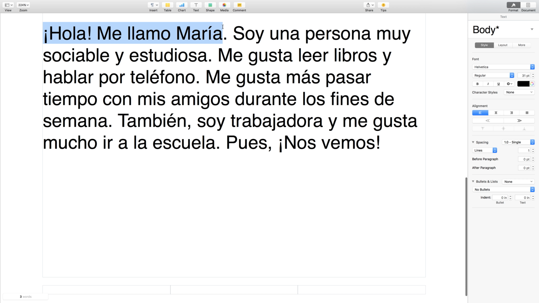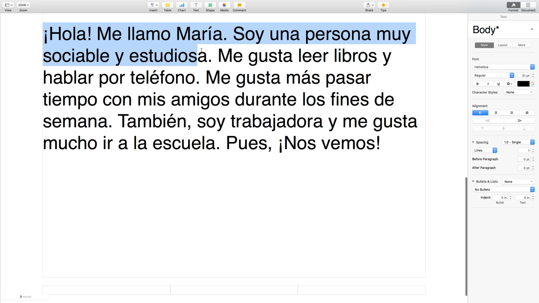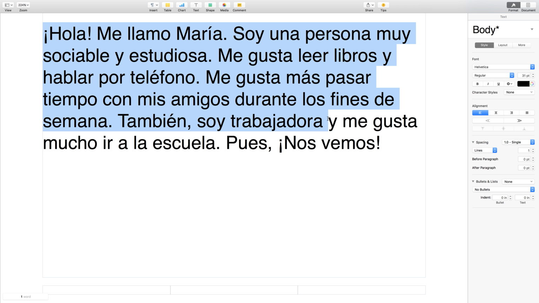So it's a girl here, so we're going to use the feminine. It's only one person, the feminine adjectives. Soy una persona muy sociable, and here's the feminine adjective, y estudiosa. Me gusta leer libros y hablar por teléfono, because she did say she was sociable right here. Me gusta más, most of anything, me gusta más pasar tiempo con mis amigos durante los fines de semana. También, also, soy trabajadora y me gusta mucho ir a la escuela.